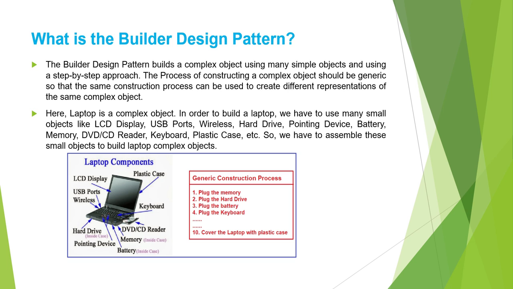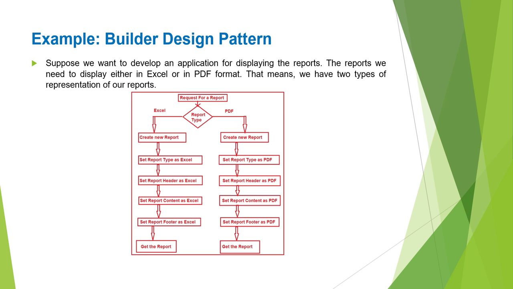Now let us understand builder design pattern with one real-time example. Our business requirement is to develop an application for displaying the reports, right? The report that we want to display can be either in XML format or in PDF format. That means we have two types of representations of our reports, that is Excel and PDF. In order to understand this, have a look at this diagram, right? As you can see in this diagram, we are generating the report in XML or in PDF format.